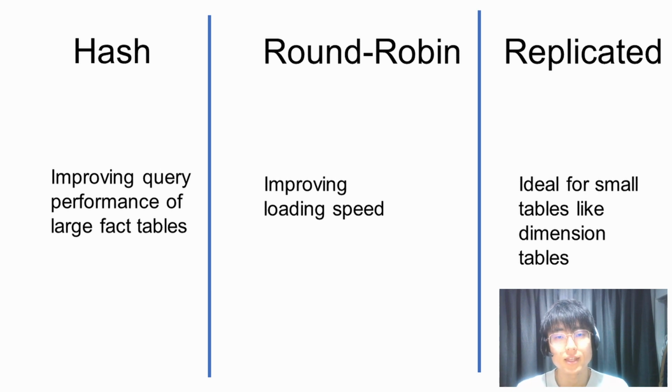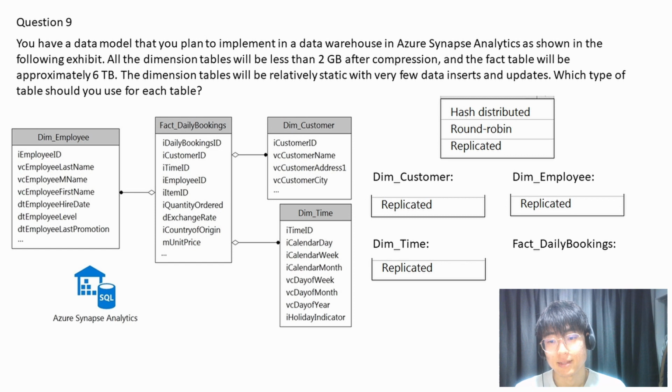So applying the ideas that we discussed here, for the dimension tables, they're less than 2 gigabytes. So the replicated tables would be ideal for those dimension tables. And for the fact table, it's 6 terabytes, a big table. So we can go with the hash distribution to optimize the performance.